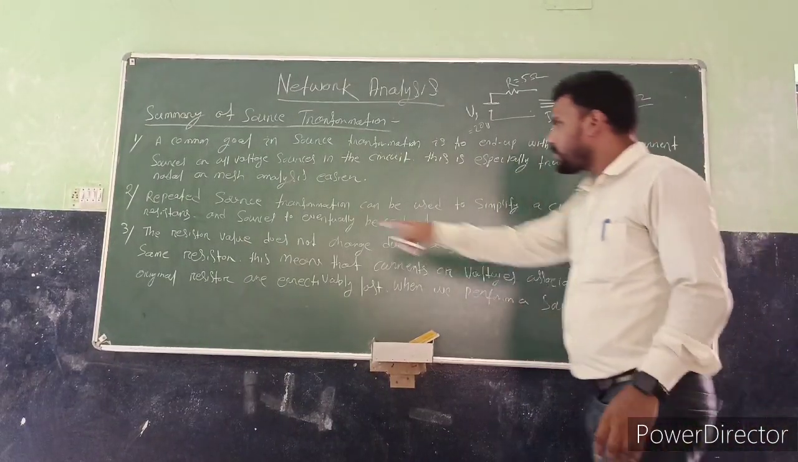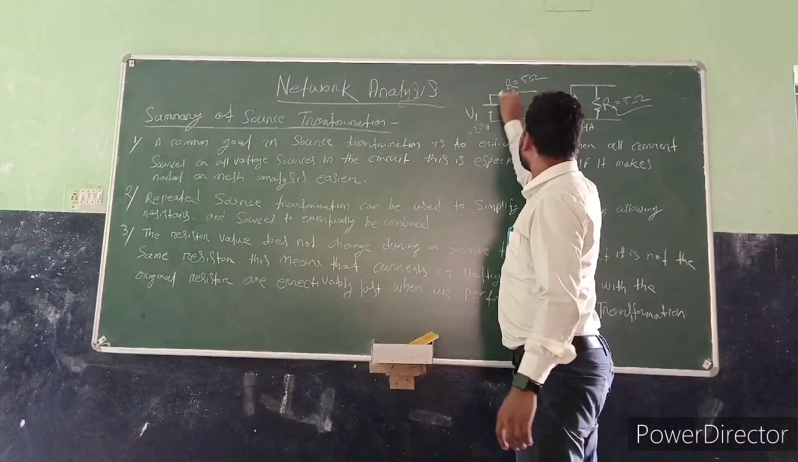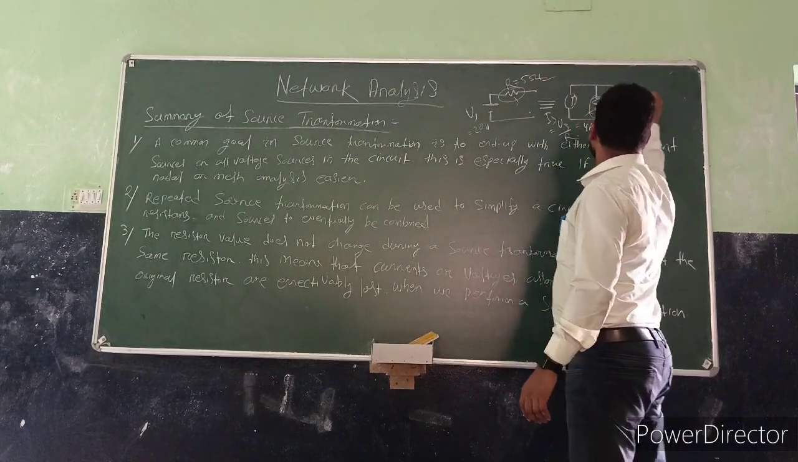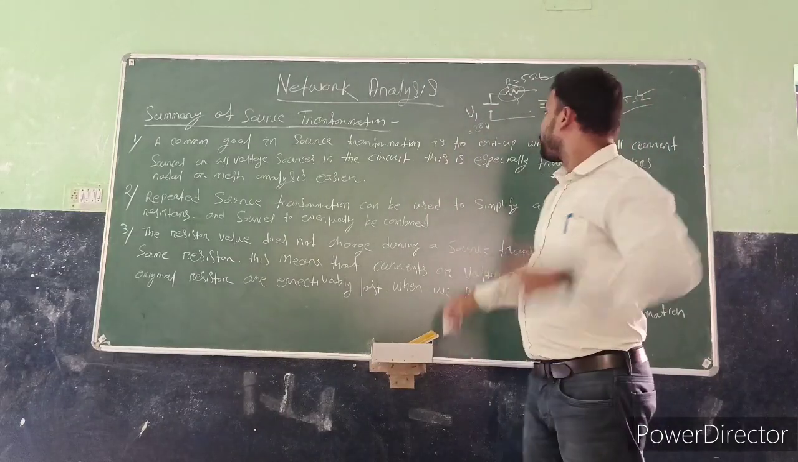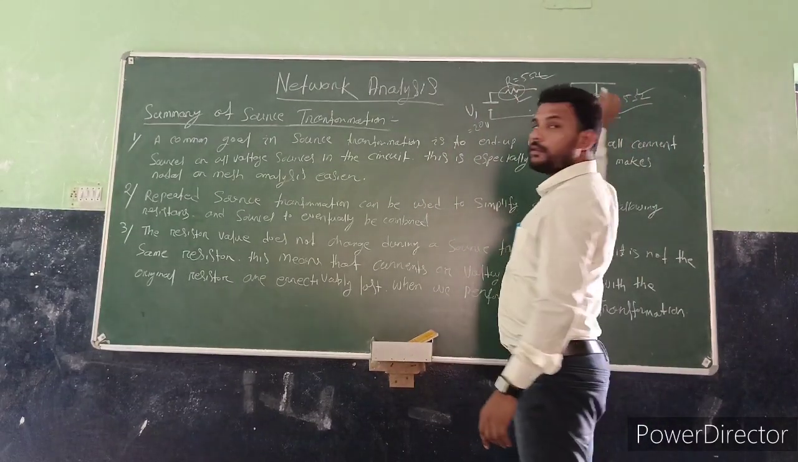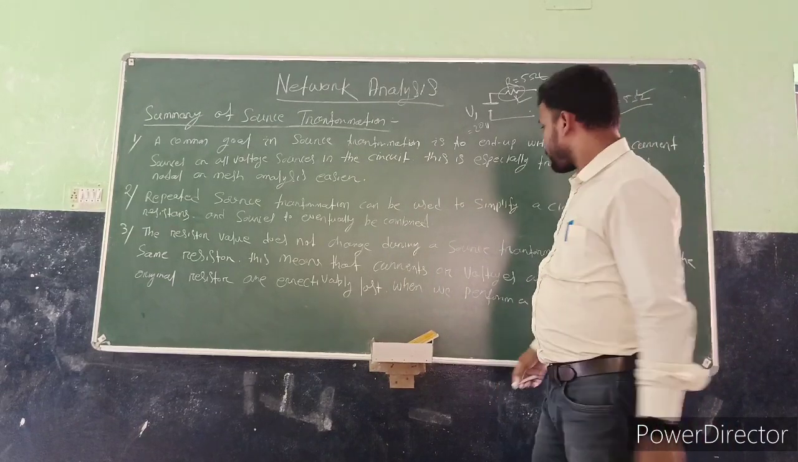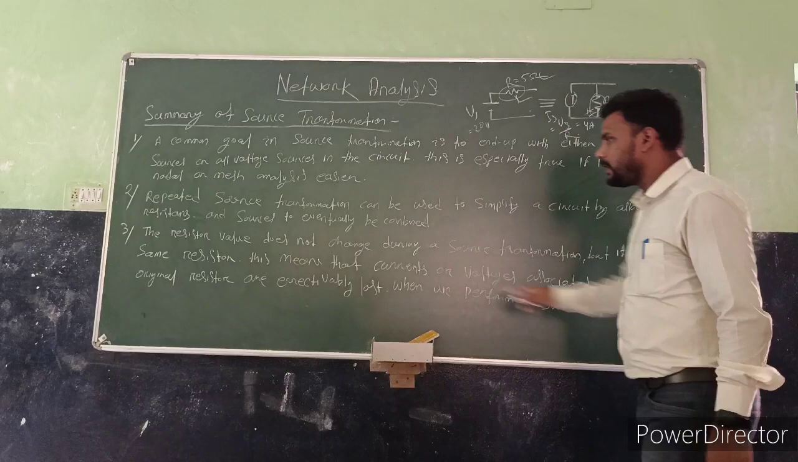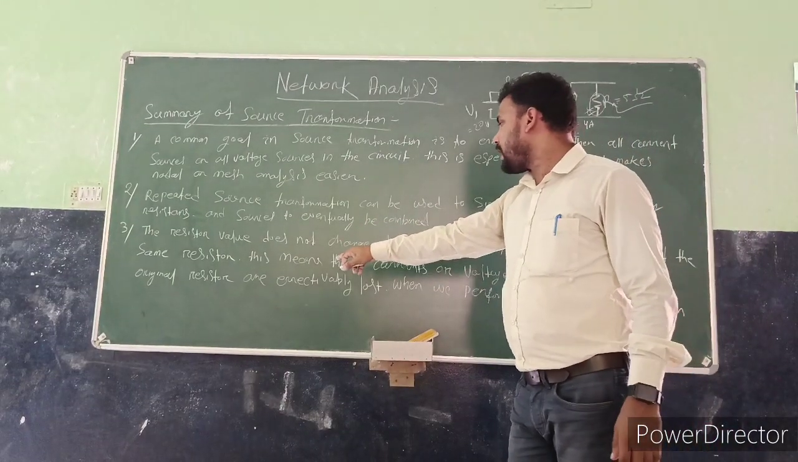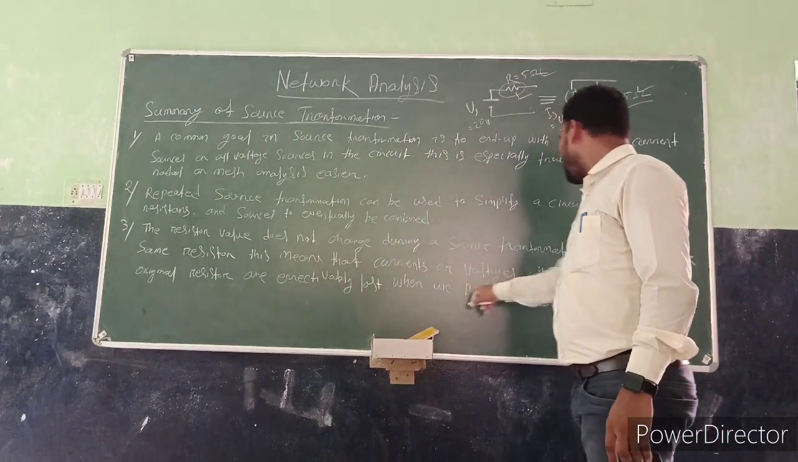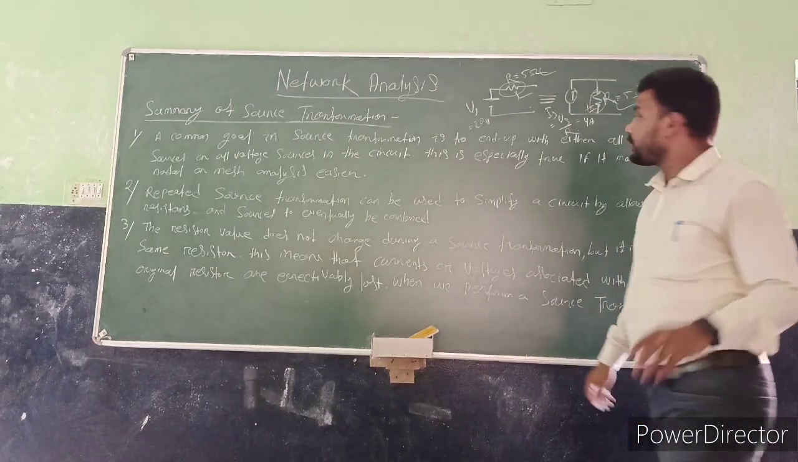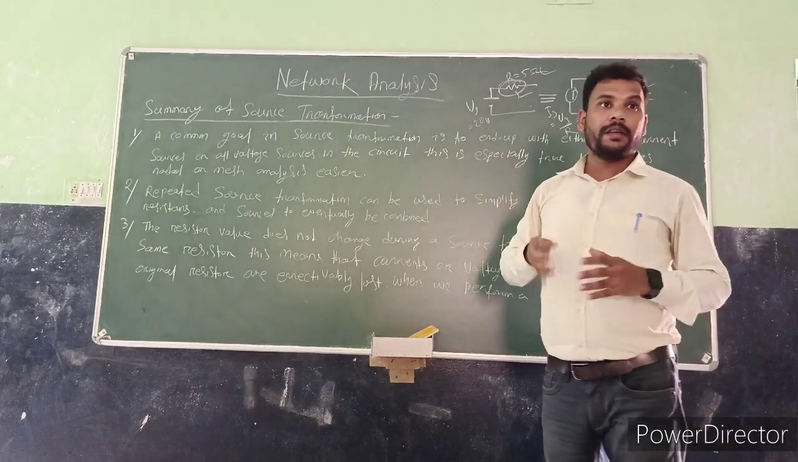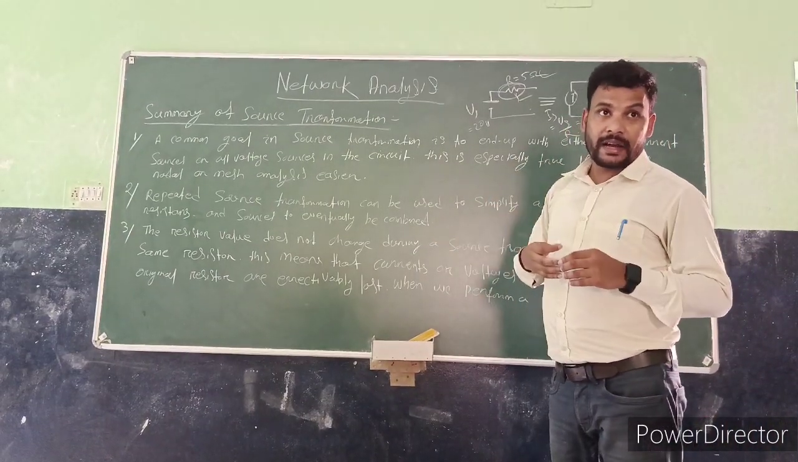But it is not the same resistor. The value is the same, but this resistor is not equal to this resistor. This means that the current and the voltage associated with the original resistor are eventually lost when we perform source transformation. That means the voltage across this resistor or the current through this resistor is eventually lost or gained.